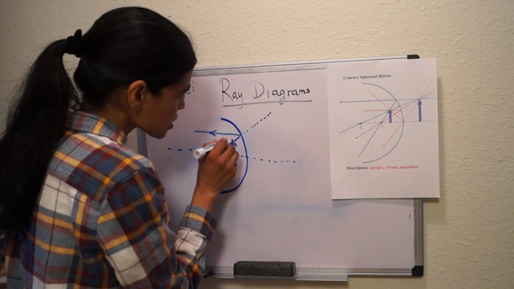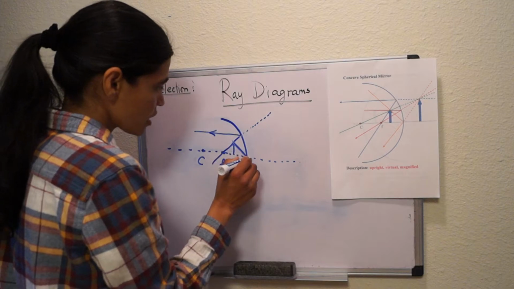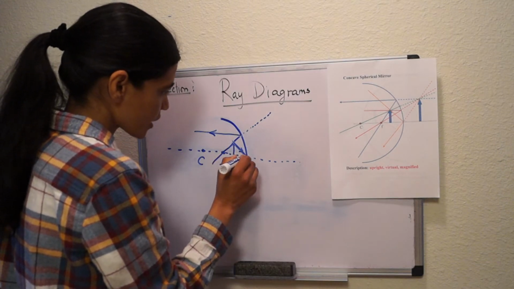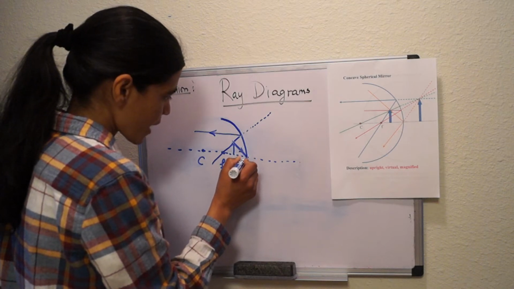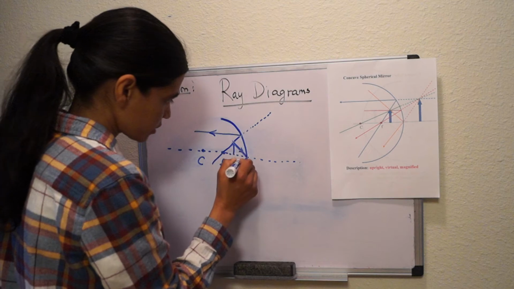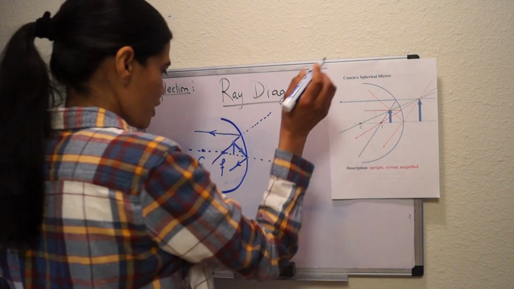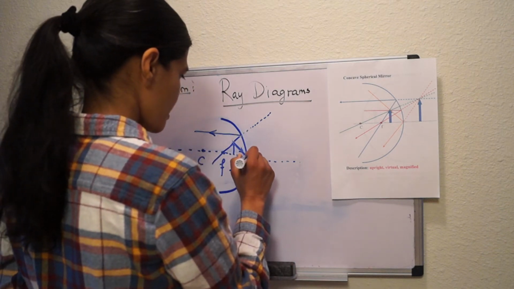Okay, let us see. Drawing the central ray like this, right? And now it is going right like that, and then it's going to reflect back at an equal angle. But now what we could do is project this guy here.